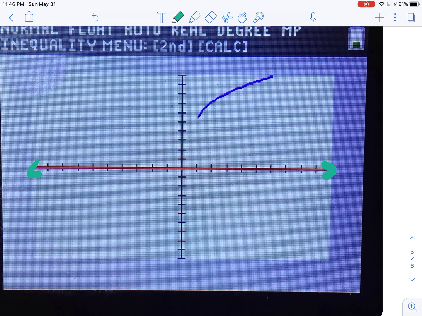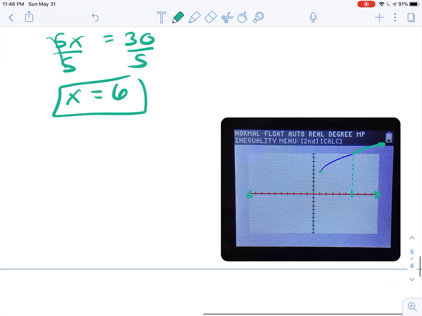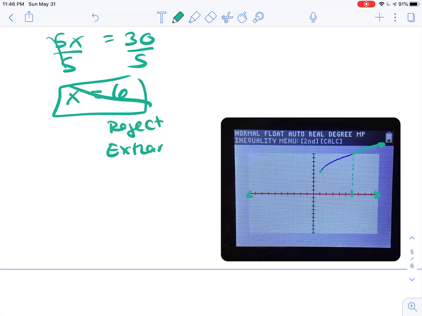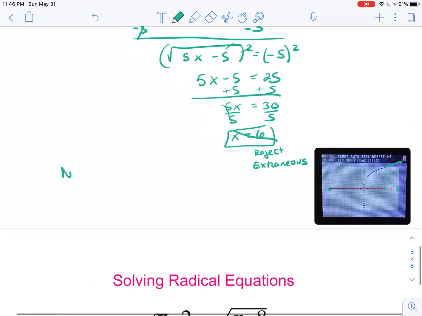So now our solution that we found was x equal to 6. 1, 2, 3, 4, 5, 6. That's here. It is very clear that these two do not intersect. In fact, they don't intersect anywhere because this is going to continue up and this is going to continue out. Remember, square root has a limited domain, so it ends at that point. So what does this mean? Well, this means that we have to reject this.